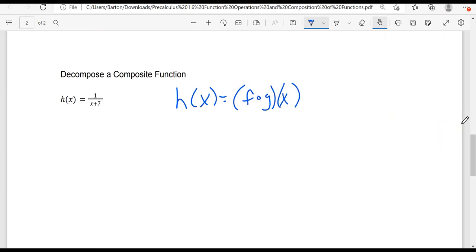All right, so let's decompose a composite function. What does that mean? So I'm giving you this h of x function, and what I want is two functions that we can use as composite functions that would equal this. If you are in regular pre-calc, you don't need to watch this. You don't have to do this. But for those of you in honors, stick around.